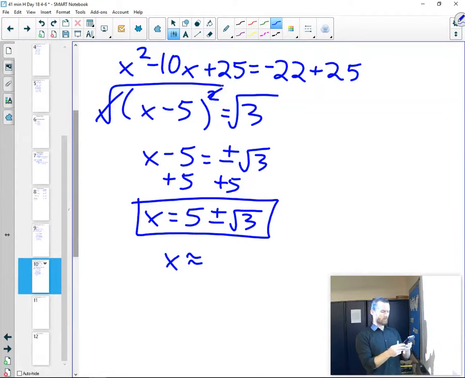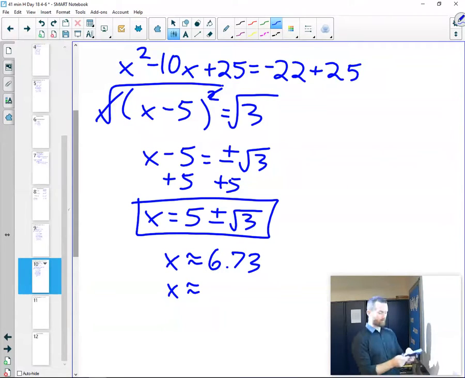5 plus the square root of 3. We get 6.73 rounds to. And x is approximately, if we subtract 5 minus the square root of 3, I got 3.0267. So that would be 3.27 would round to. 3.27. So we got an exact answer and 2 decimal approximations.